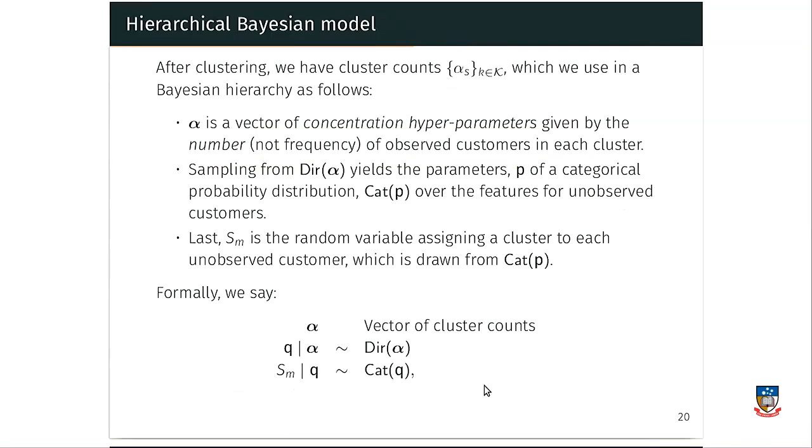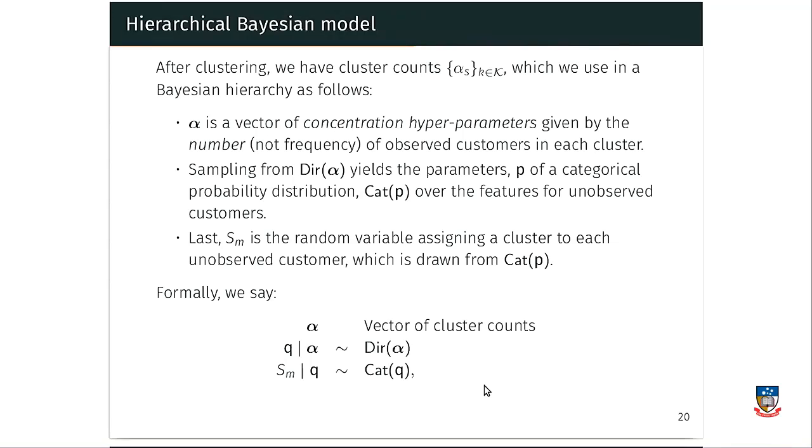So how do we use this hierarchy of probability distributions in our clustering problem? As I said earlier, after doing the clustering, we have this vector of counts. We call them alpha. We interpret the alphas as the concentration parameters of a Dirichlet distribution. We call them hyperparameters because they aren't the things we're directly interested in, but they're what we're using to moderate our uncertainty over the parameters we're particularly interested in. So these are concentration hyperparameters. That's the numbers, not the frequency of the observed customers in each cluster.